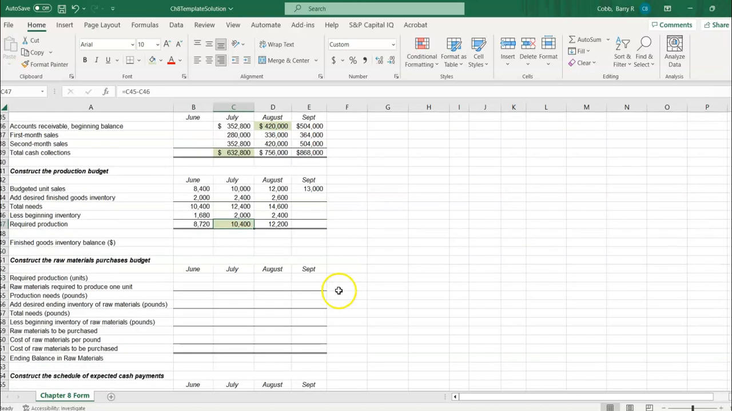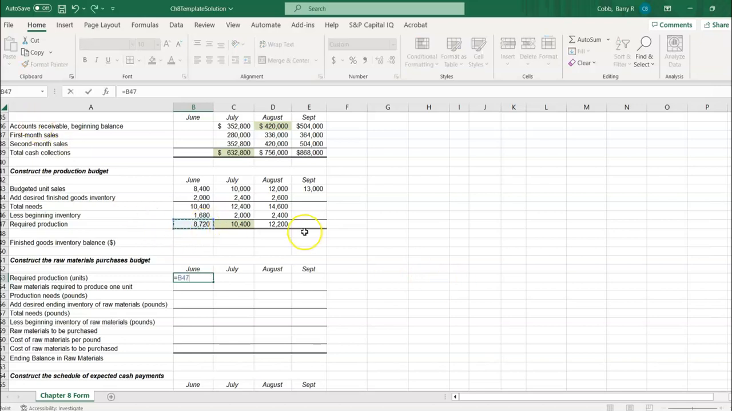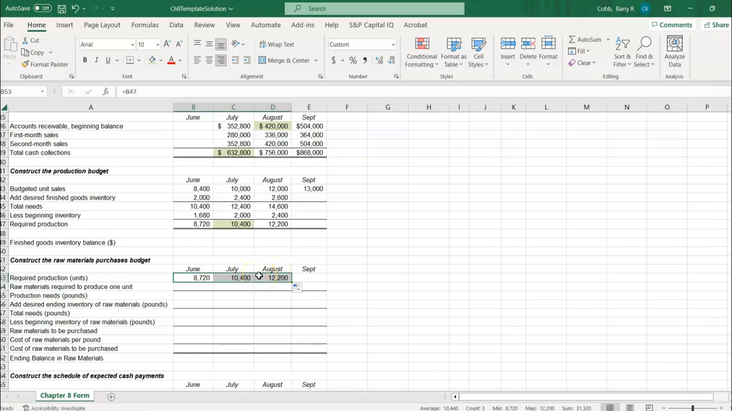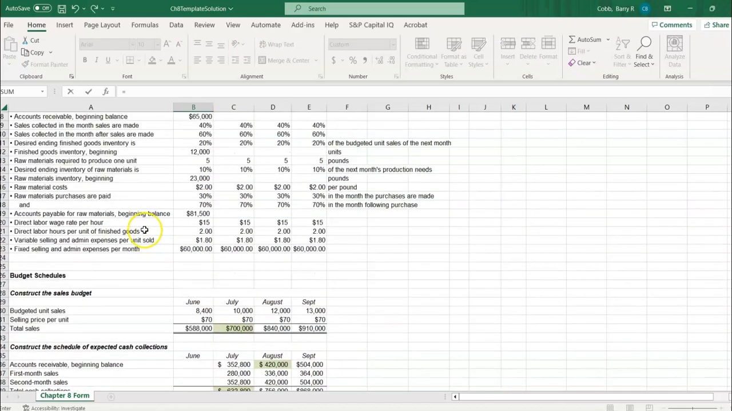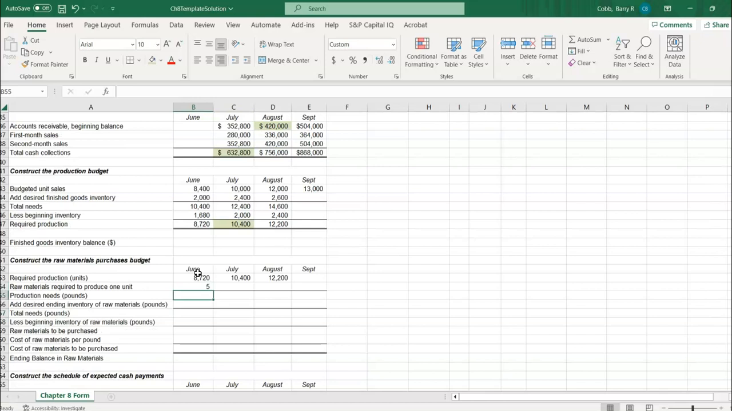Okay, so we want to construct here the raw materials budget, and we can see that it starts with the required production. So we link that up here to the production budget. And we only prepare these for the months where we have all the information that's necessary. Now, the raw materials required to produce 1 unit is an assumption at the top, line 13. And so if we multiply these two together, that creates our production needs.